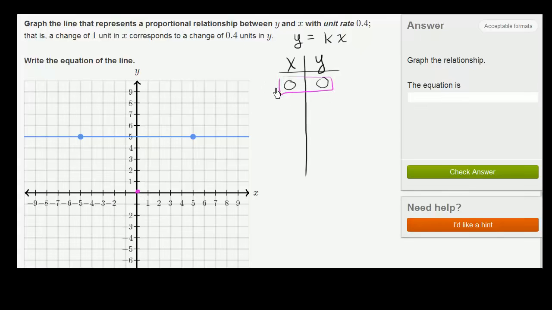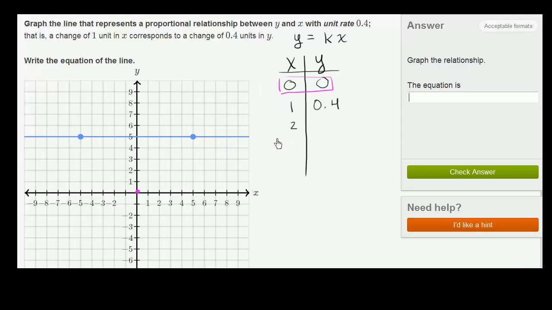Now let's think about what happens as we increase x. If x goes from 0 to 1, we already know that a change of 1 unit in x corresponds to a change of 0.4 units in y. So if x increases by 1, then y is going to increase by 0.4. Well, it's not so easy to graph this 1 comma 0.4. The 0.4 is hard to graph on this little tool right over here. So let's try to get this to be a whole number.